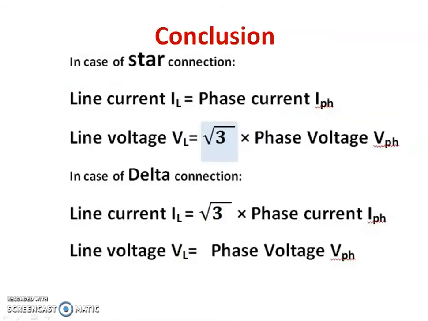From the experiment, we can conclude that in case of star connection, line current is equal to phase current. Line voltage is equal to √3 times phase voltage. In case of delta connection, line current is equal to √3 times phase current and line voltage is equal to phase voltage.